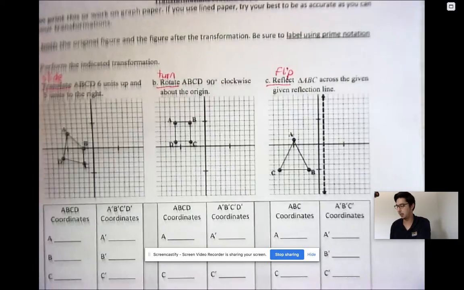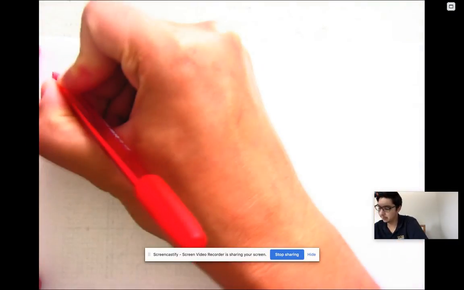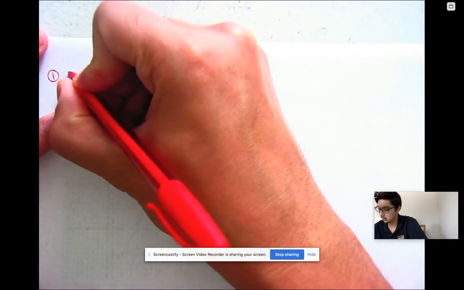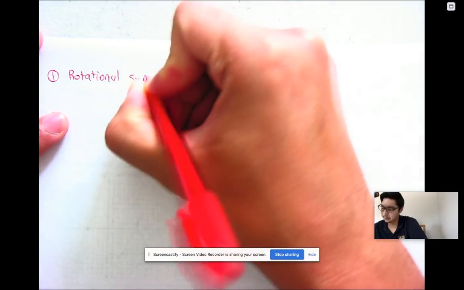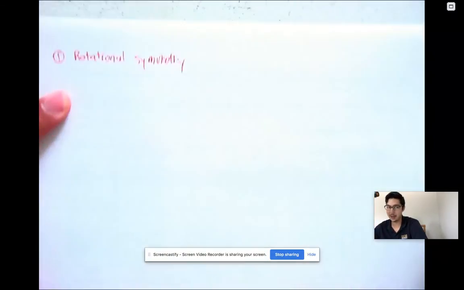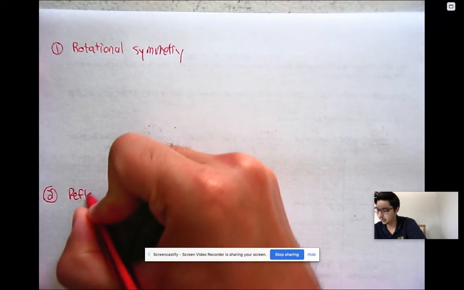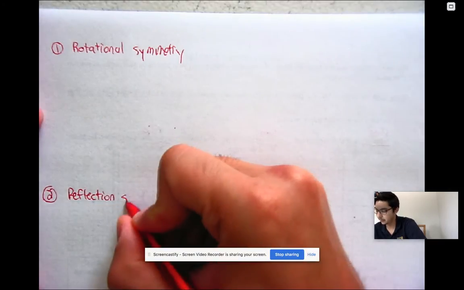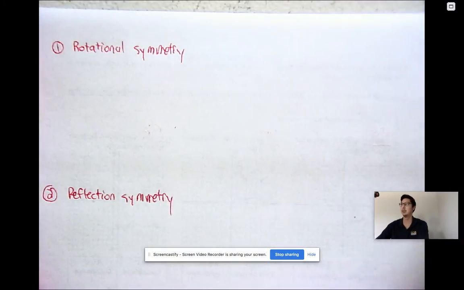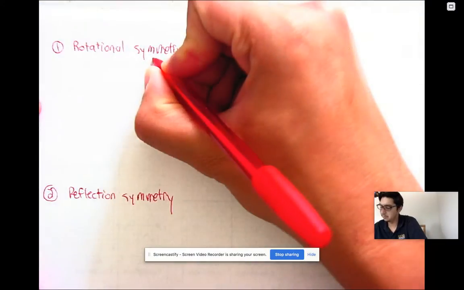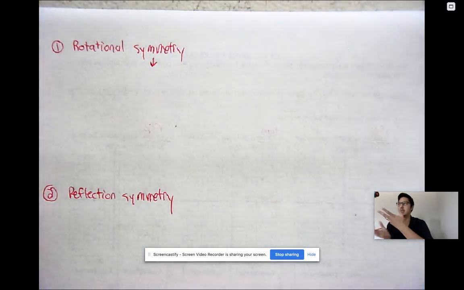Now, what we're going to talk about in this video is two things. We're going to talk about the first one, which is called rotational symmetry. And then after that, we'll later talk about the second one here, which is reflection symmetry. Now, the word symmetry means if something is symmetric, it's alike. You know, they look very similar.